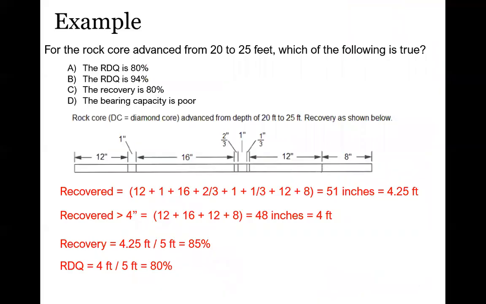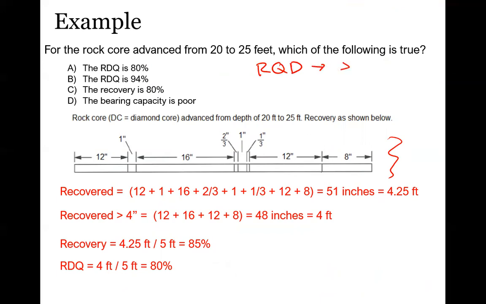This example is actually taken from my PE. They ask you this on the PE, so I'm sure they'll ask it on the FE too. They say a rock core is advanced from 20 to 25 feet, which of the following is true. And they give you a little cutting diagram here. So remember the RQD. Geez, I said RDQ, whatever. You guys get the idea.